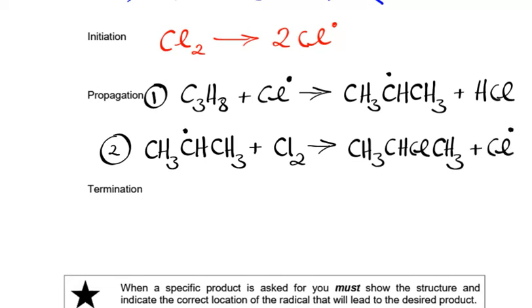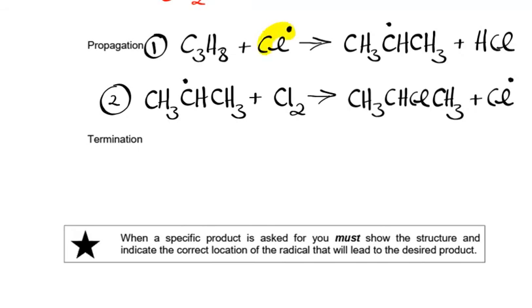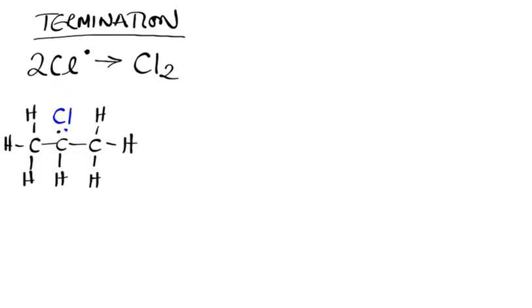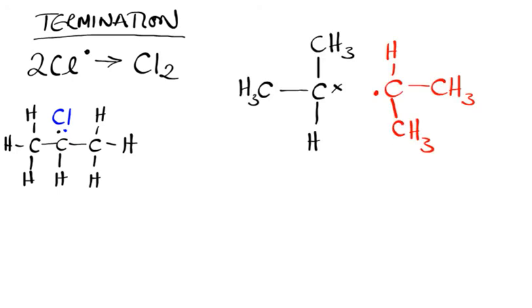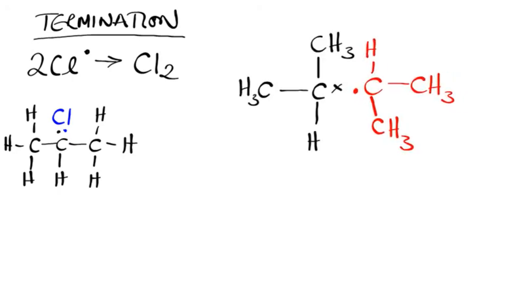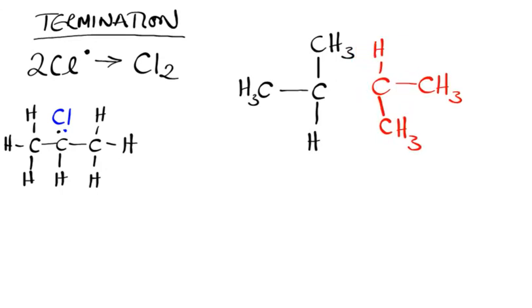For our possible termination steps, here are the radicals that we're dealing with. Let's have a look at the three possibilities this time. Well, the simplest is simply that two chlorine radicals will combine to make a chlorine molecule, or it might have been that our chlorine radical combines with the propyl radical to make 2-chloropropane. Perhaps most interestingly, two of the propyl radicals could combine like so to make a bond between those two carbons.